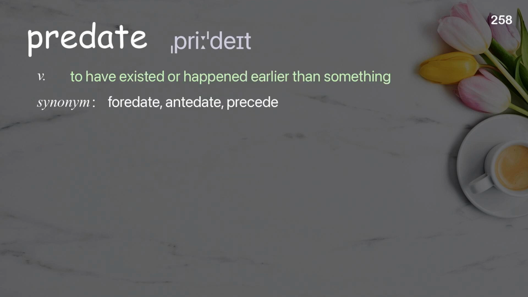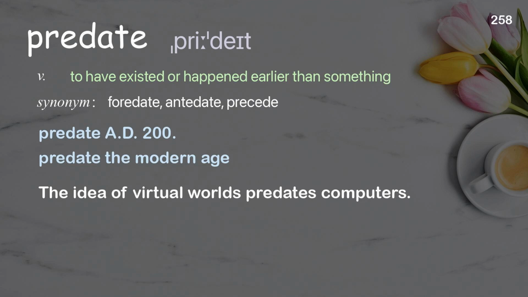Predate. To have existed or happened earlier than something. Examples: Predate AD 200. Predate the modern age. The idea of virtual worlds predates computers.